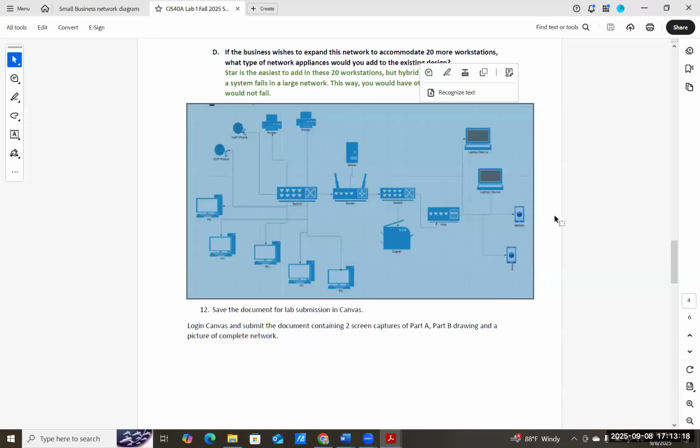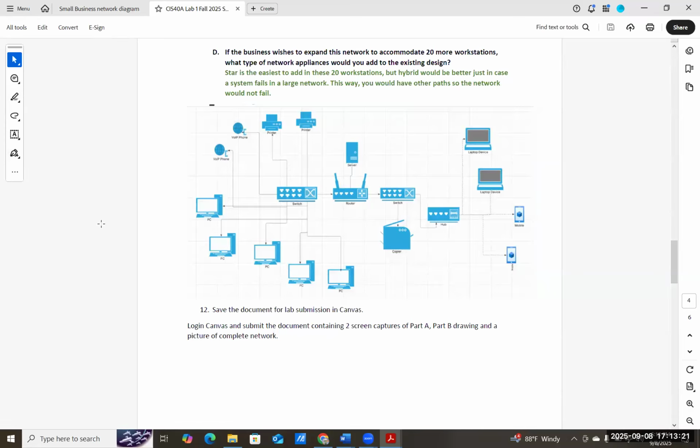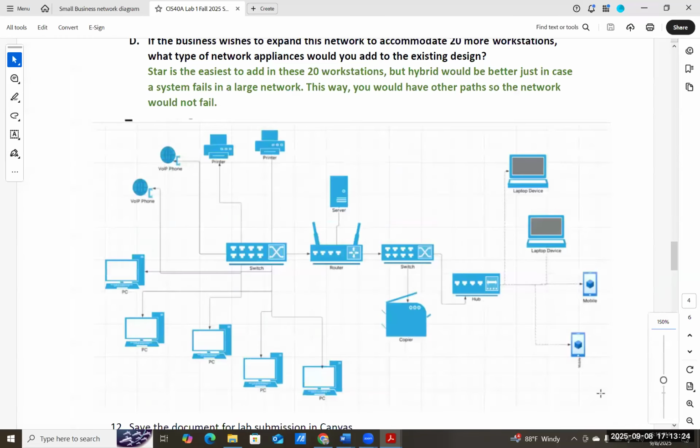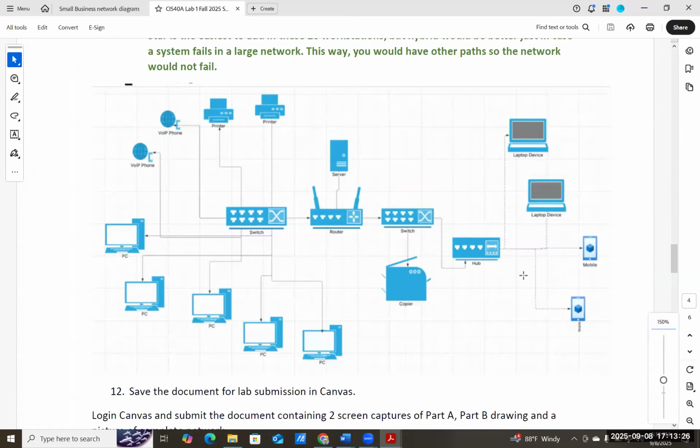So let me see if I can zoom in. So this is another diagram that was submitted. Good, right? Also the same, switches are going through the router. So the switch should connect to the router in routing out data and routing in data. Also, you have the copier connecting to the switch. That's good because it's shared across both segments. You have a hub here, which is an unmanaged switch ultimately. And then you got some mobile devices here.